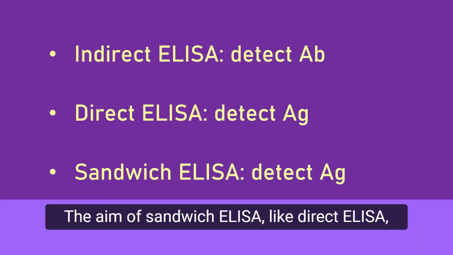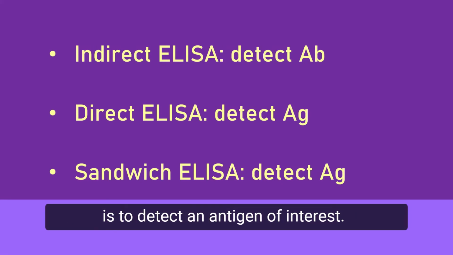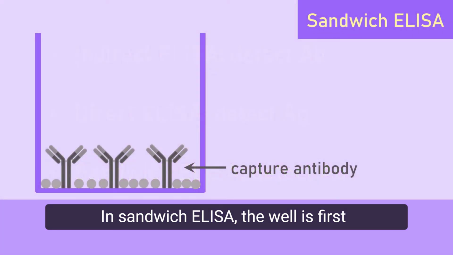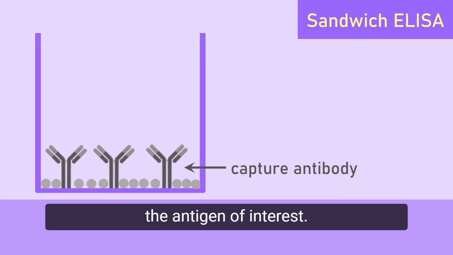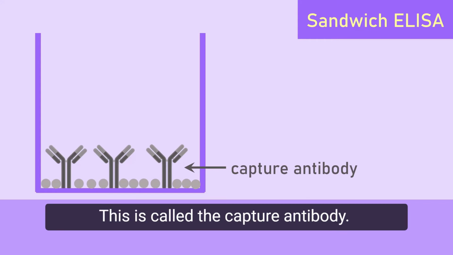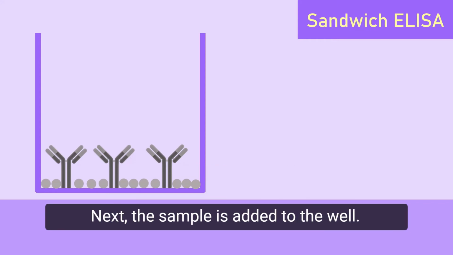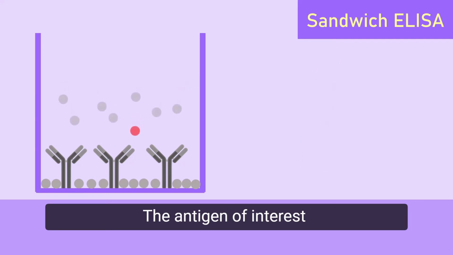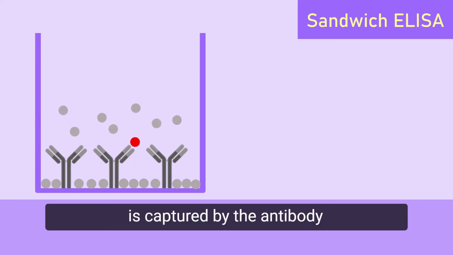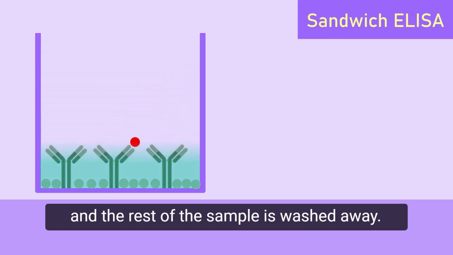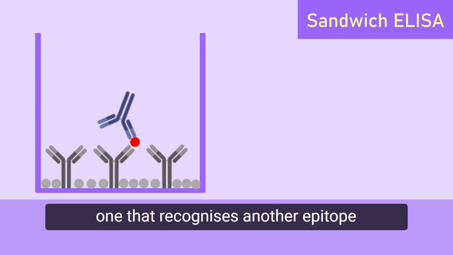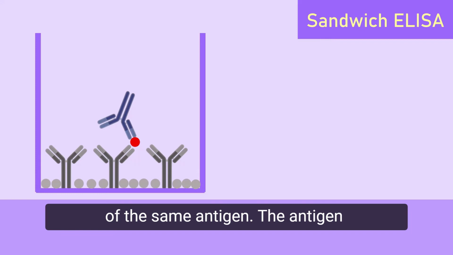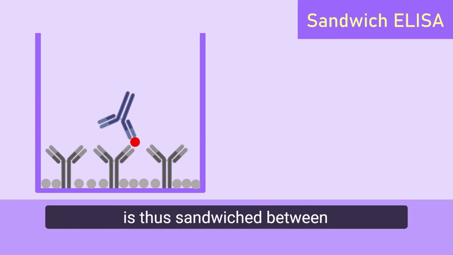The aim of sandwich ELISA, like direct ELISA, is to detect an antigen of interest. In sandwich ELISA, the well is first coated with an antibody that recognizes the antigen of interest. This is called the capture antibody. Next, the sample is added to the well. The antigen of interest is captured by the antibody, and the rest of the sample is washed away. Now, a second antibody is added, one that recognizes another epitope of the same antigen. The antigen is thus sandwiched between two different antibodies.